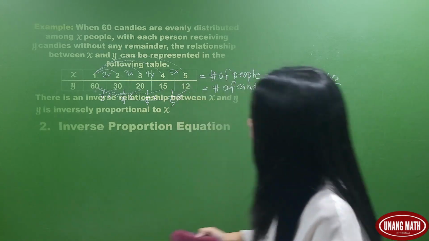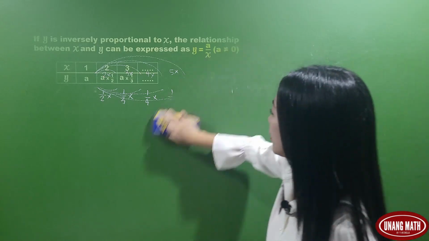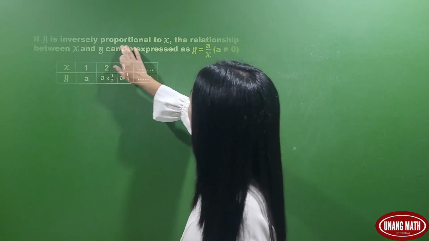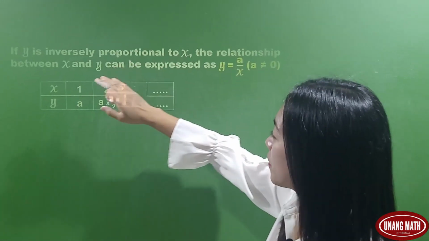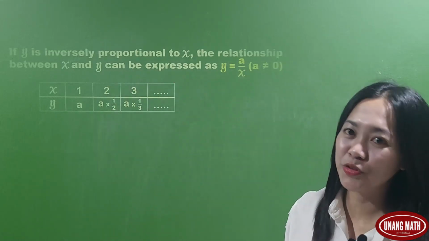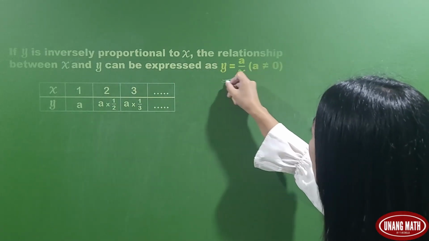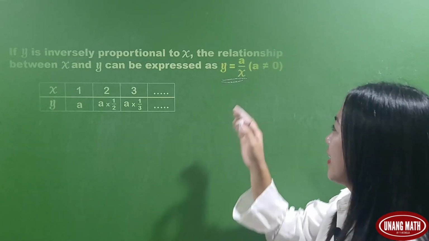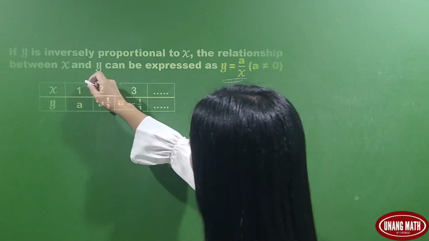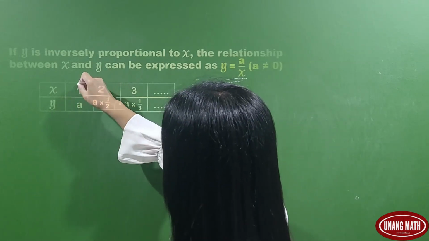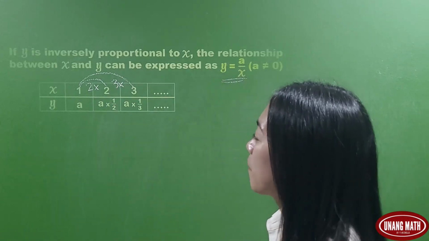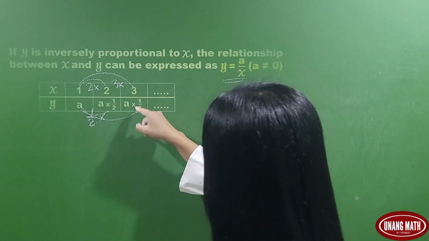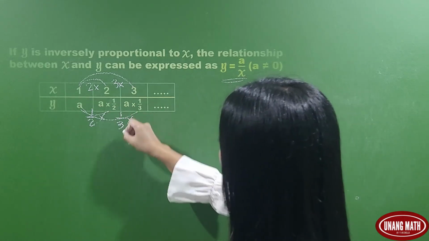What does it mean when we say inverse proportion equation? It explains that if y is inversely proportional to x, the relationship between x and y can be expressed as y is equal to a over x, where a should not be equal to 0. In this table, from 1 to 2, that's 2 times. From 1 to 3, 3 times. From a to this one, that is 1/2 times. From a to this, that's 1 over 3 times.